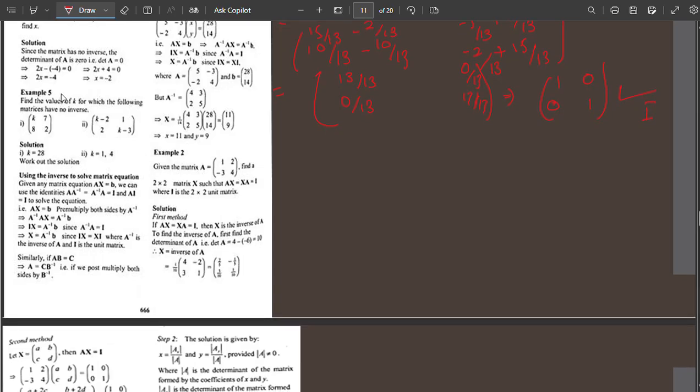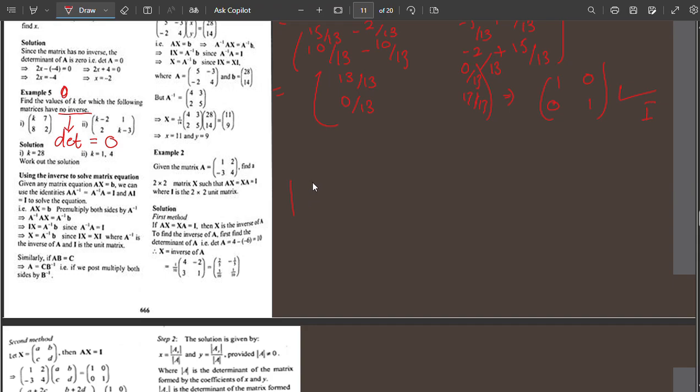Another example here. Find the value of k for which the following matrix has no inverse. Right. It says that it has no inverse. So that's the key word. When a matrix has no inverse, it implies that its determinant is equal to 0. So we can find the determinant of these and equate to 0.